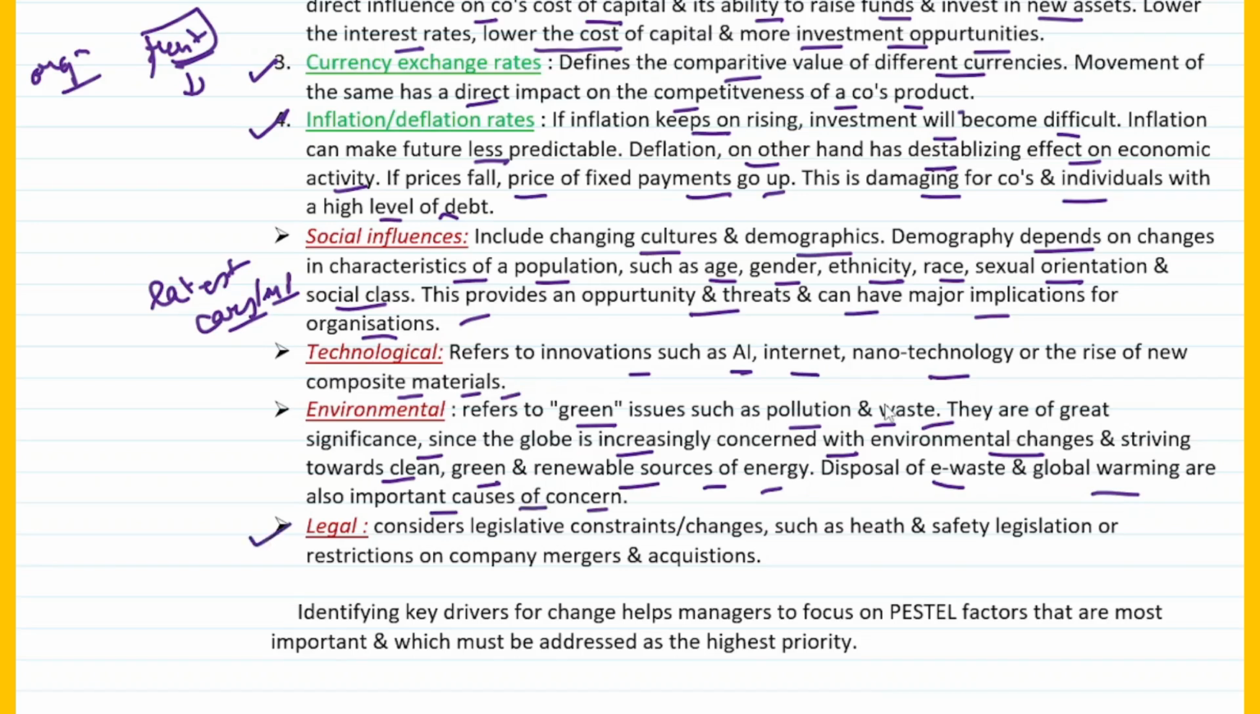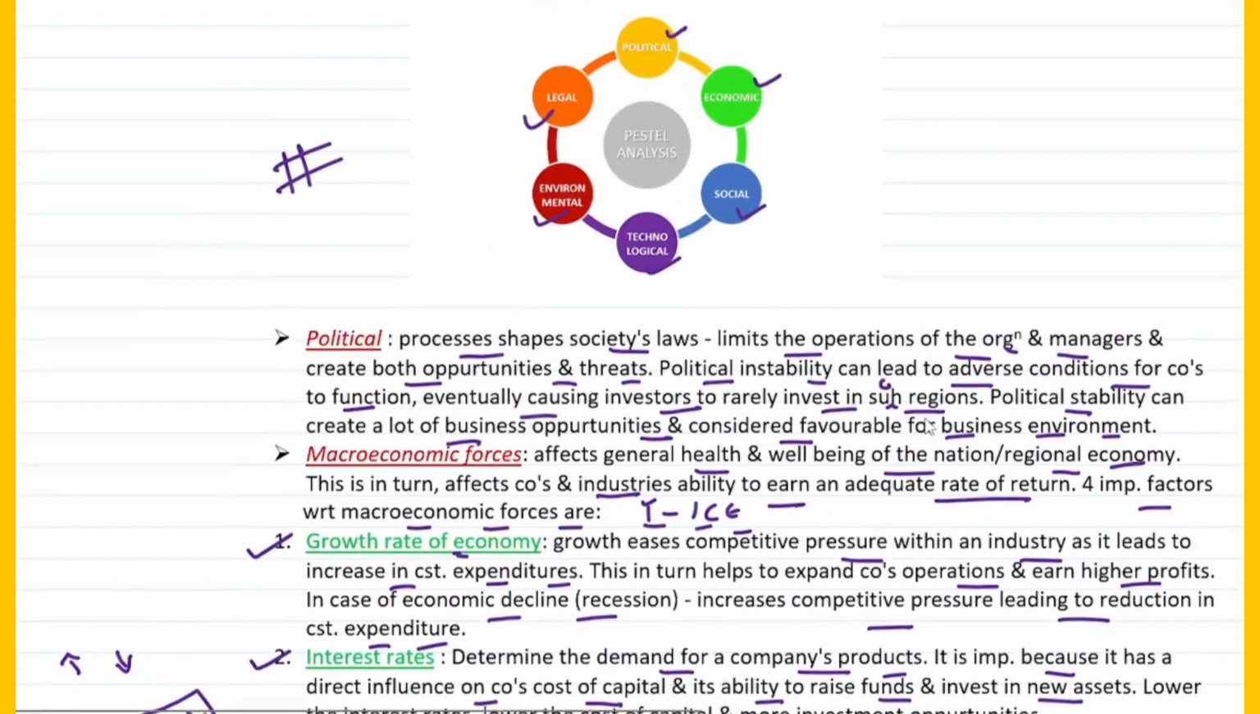And finally, we talk about something called legal. Fine. That is the L of PESTEL. It considers legal legislative constraints or changes. So if there is any change in the law or the rule, in that case, legal has a lot of impact on the company's operations, and this can be such as health and safety legislation or restriction on companies' mergers and acquisitions. So that's what PESTEL is all about, right?